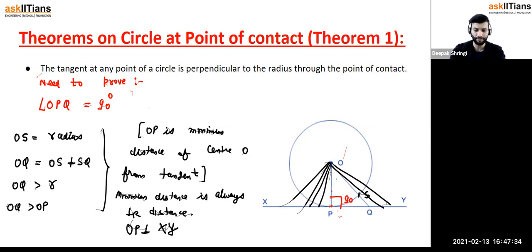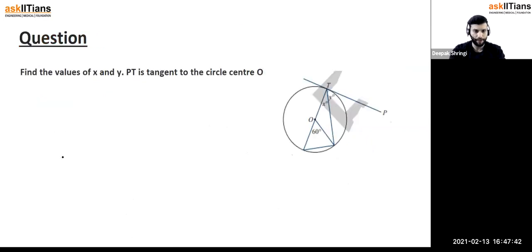Got it now? Let's move forward. Sure? Okay, perfect. आगे बढ़ते हैं. देखो. Okay. Find the values of x and y. PT is the tangent to the given circle. Give it a try, guys. Solve it fast. You solve it first, then I'll tell the solution.